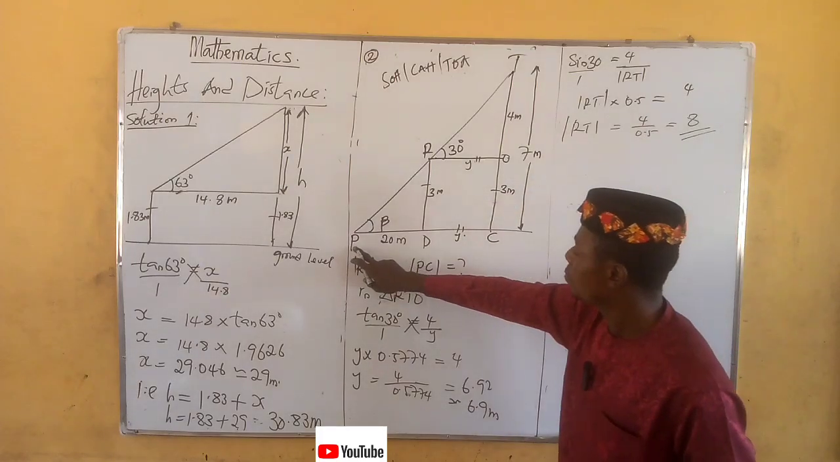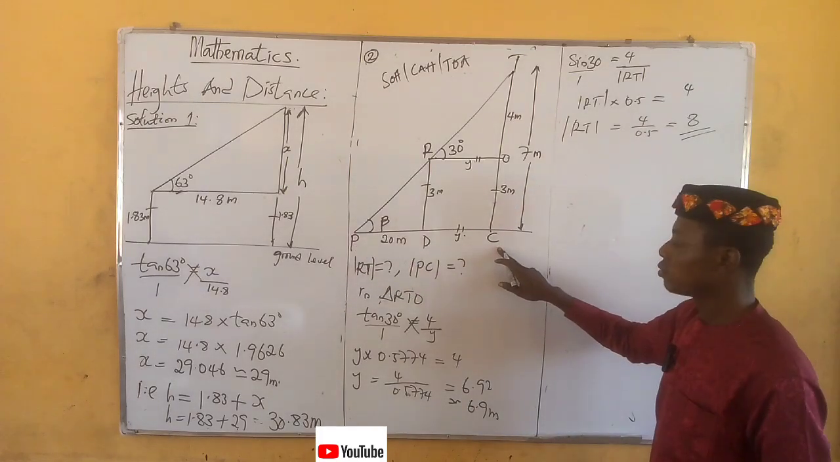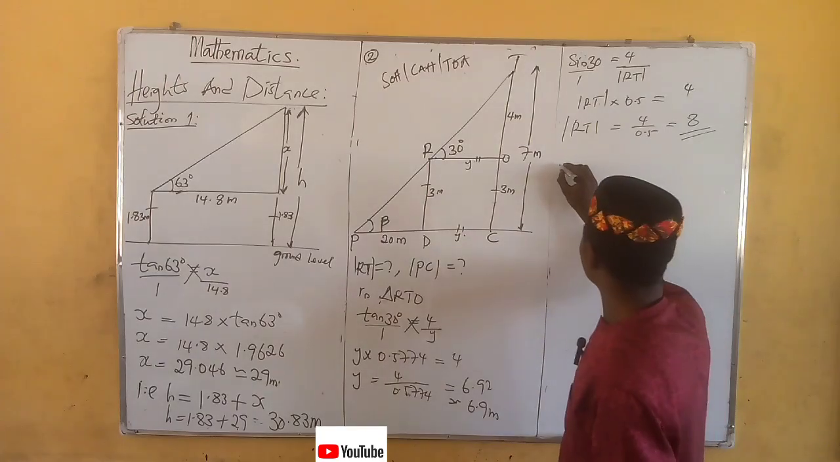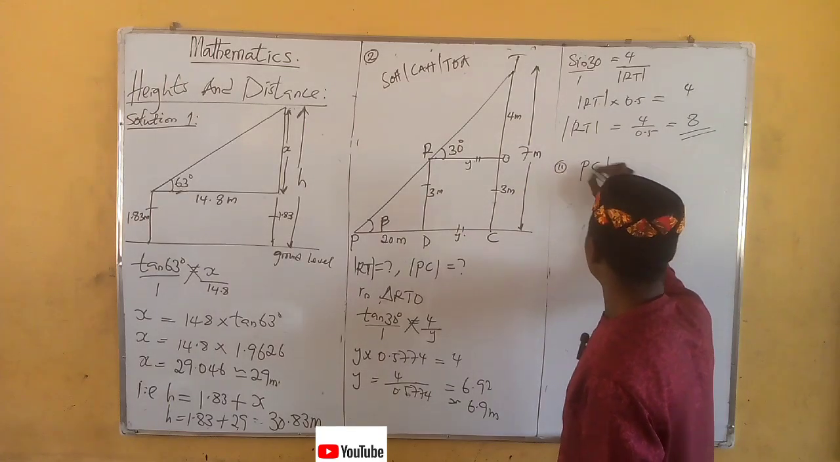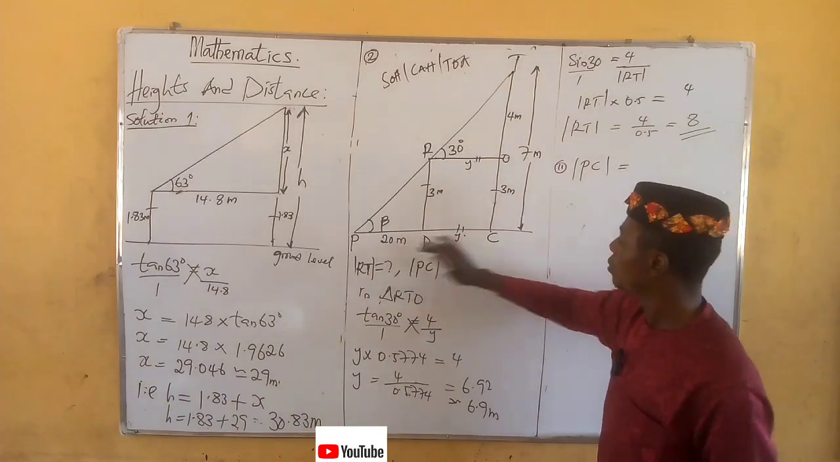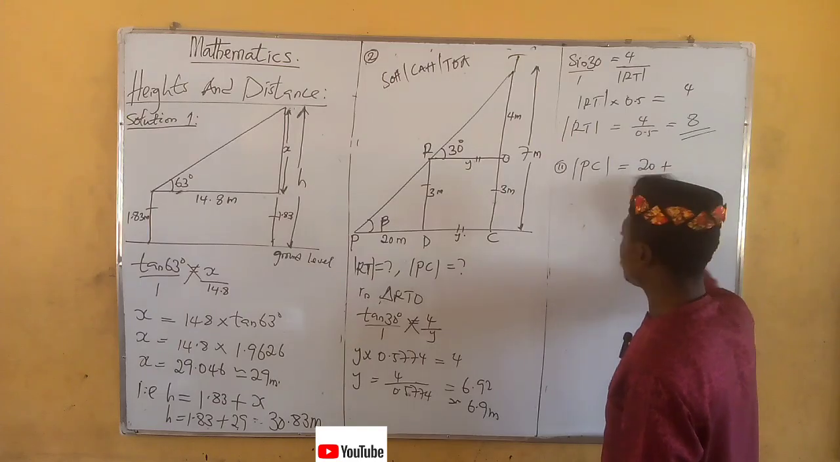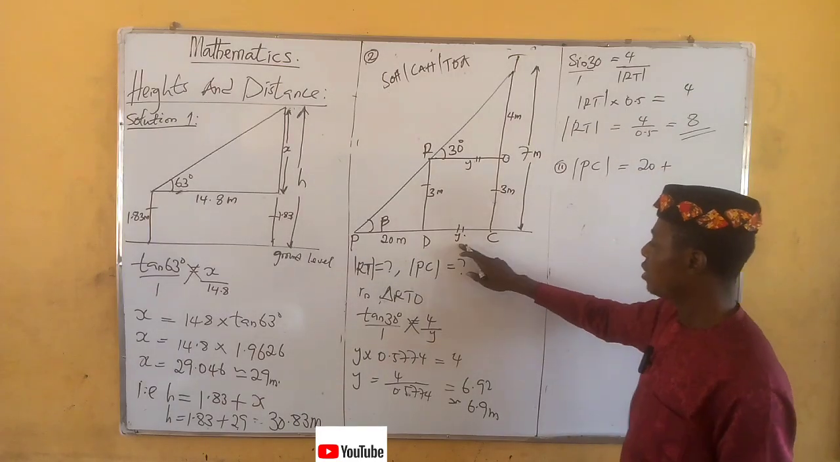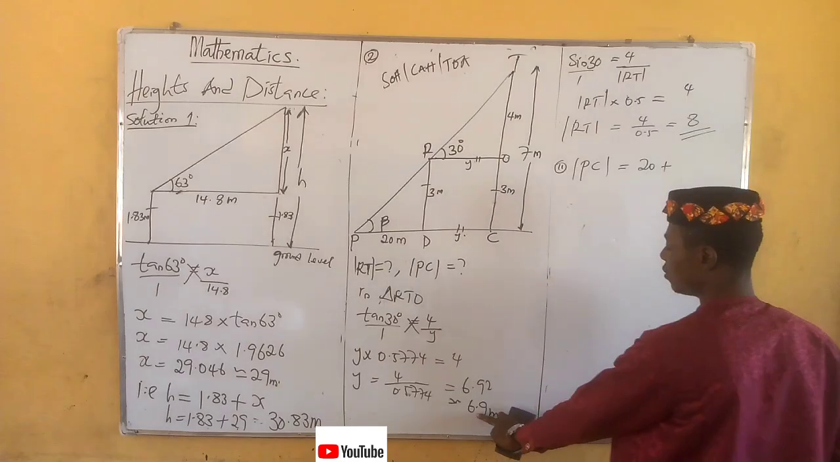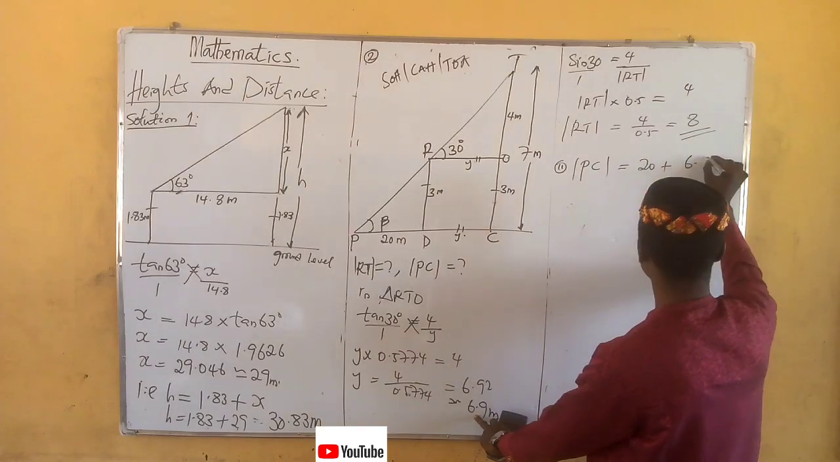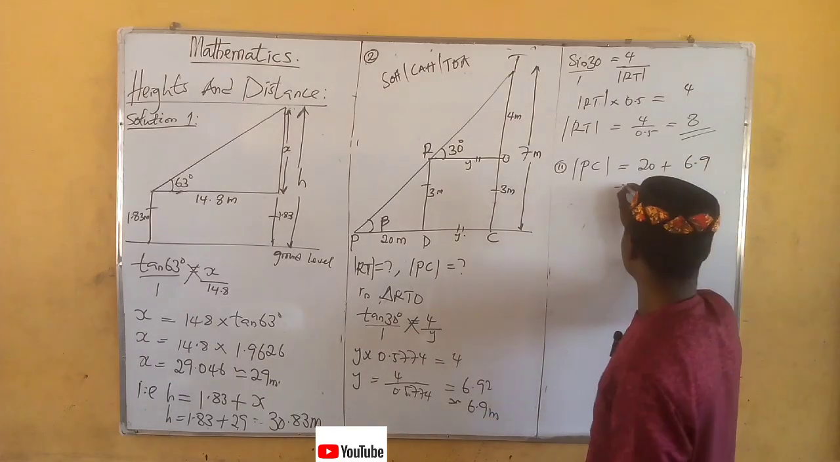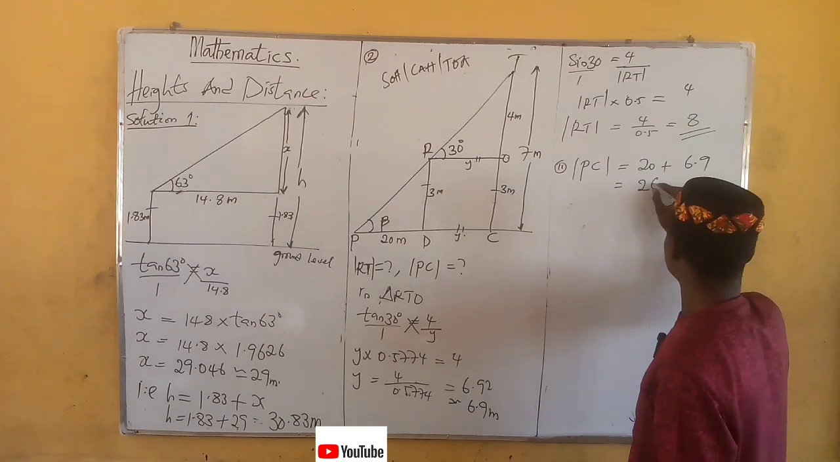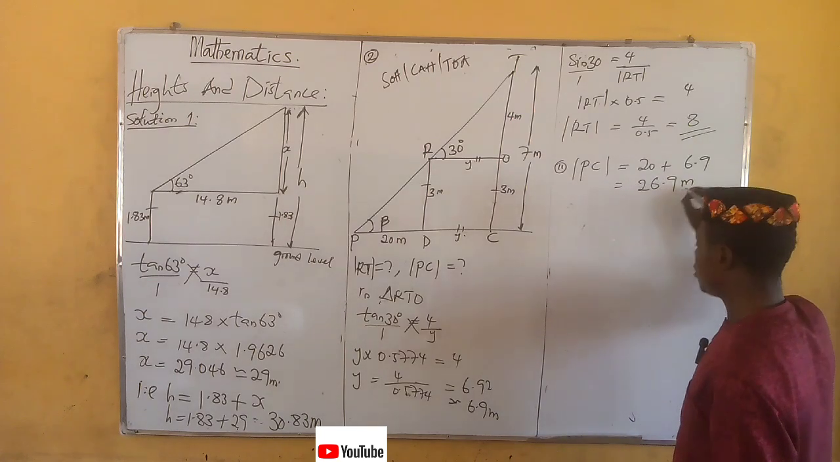Now, the next one is to find PC. P and C is what they ask us to find. So line PC is going to be equal to 20, from here to here, 20 plus, and then D and C. D and C is y. We have found it before, which is 6.9. So this is going to be equal to 26.9 meter.